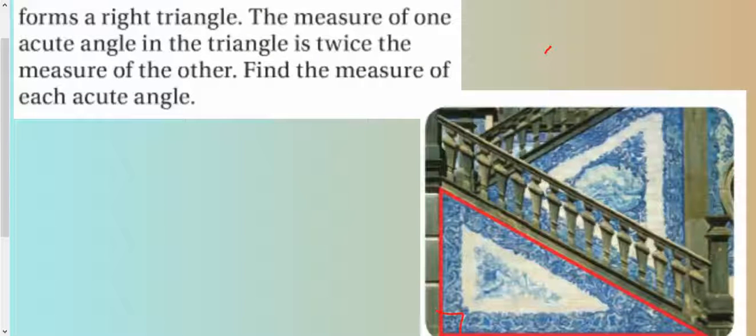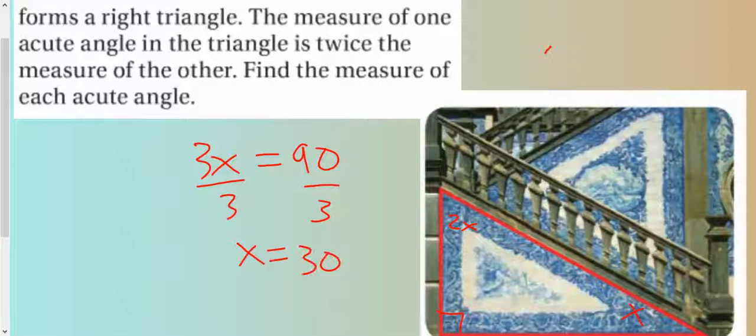And this is a 90-degree angle. It says right triangle. And the measure of one is twice the other. So we'll call that x and 2x. So 3x, if this equals 90, the other two have to add up to 90 as well. So divide by 3, and x equals 30. Find my measure of each. So this one would be 30 degrees, and then this would be 60, and then of course you have 90 there.